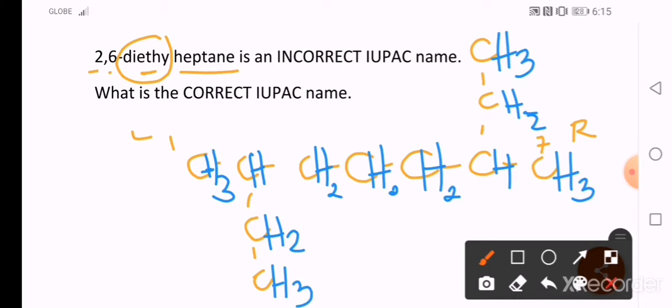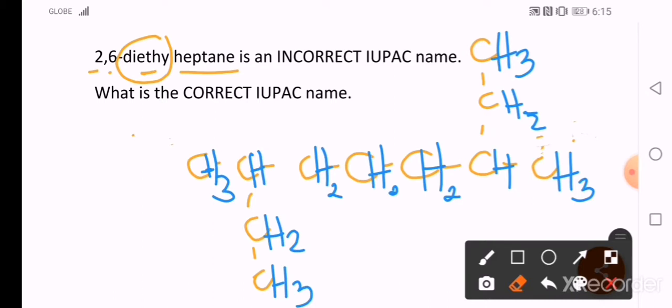Okay. Looking at this one, sabi niya, paano kaya siya naging mali? 2,6-diethylheptane. So, paano natin siya i-correct? So, i-consider natin yung mga rules in naming. Looking at the structures, okay, so erase lang muna natin itong unnecessary.